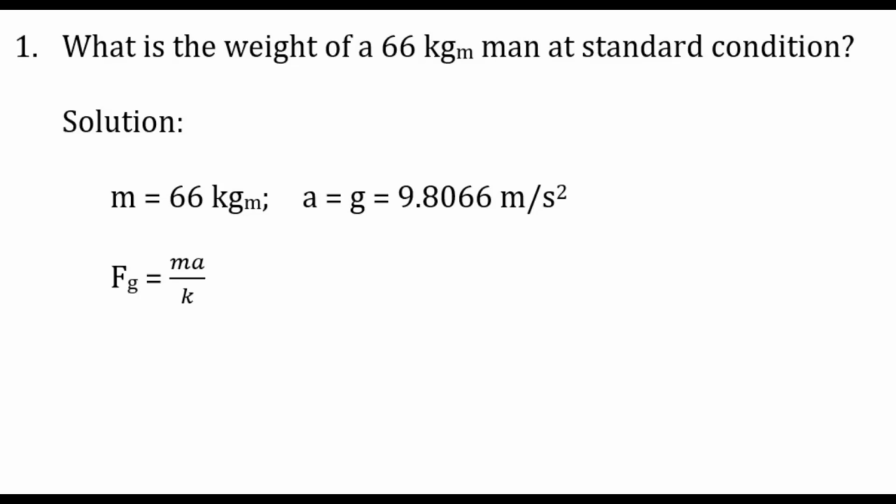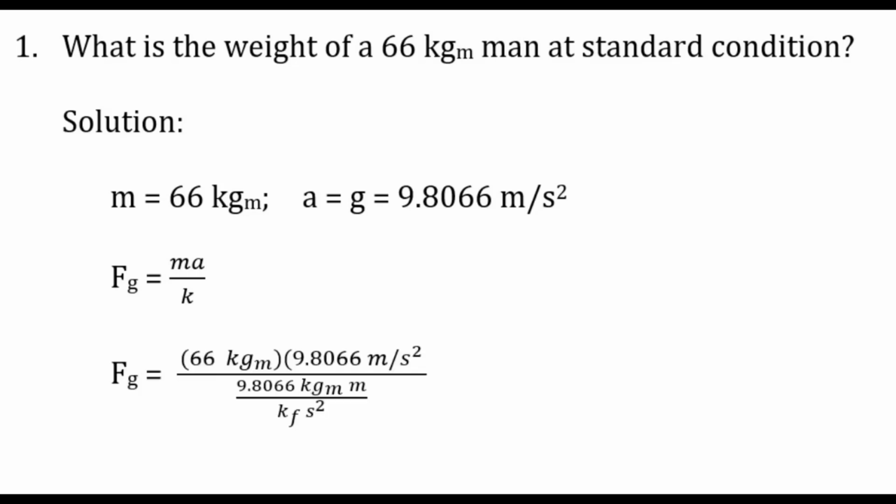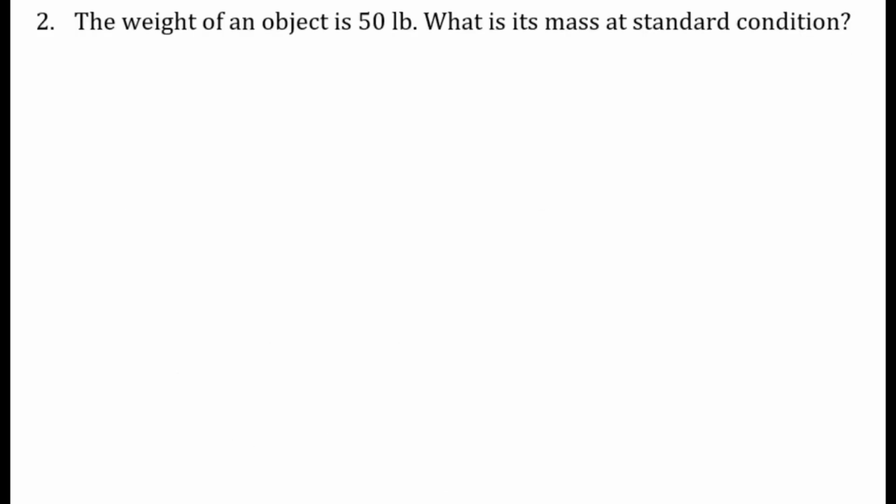To solve the problem, we will use the formula that force gravity is equal to the quotient of the product of mass and acceleration and the proportionality constant. Substitute the value of mass, acceleration, and proportionality constant. The value of the proportionality constant can be found in our SPLM. Cancel the units that can be cancelled, then we have the value of force gravity, which is equal to 66 kilograms force.